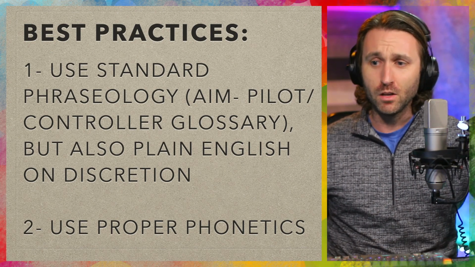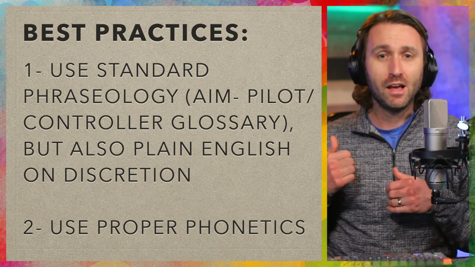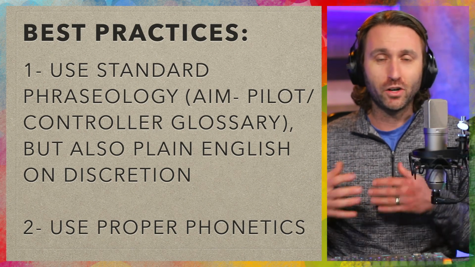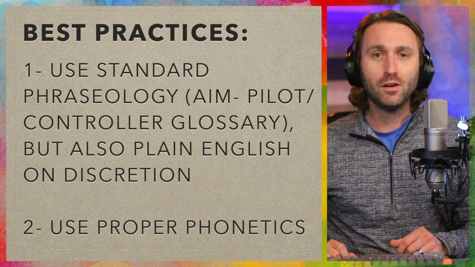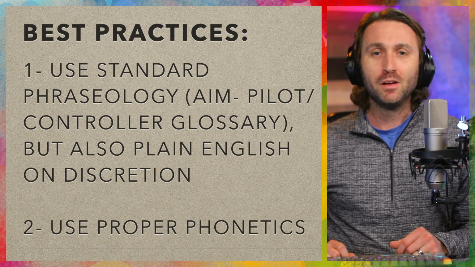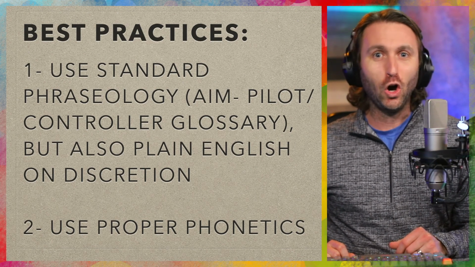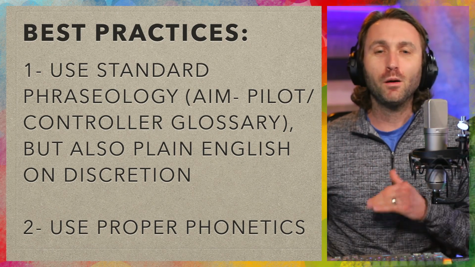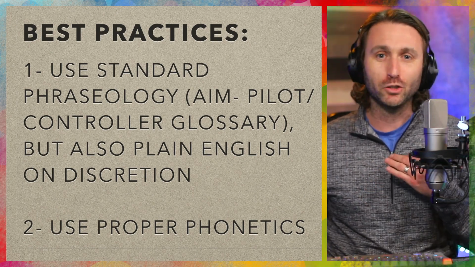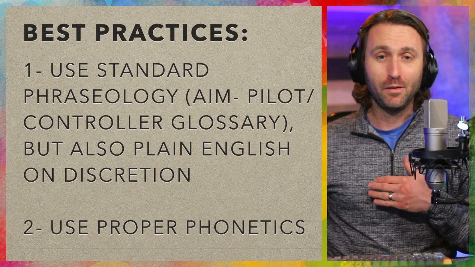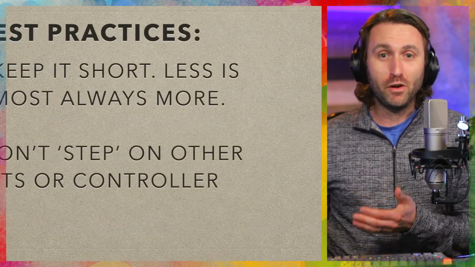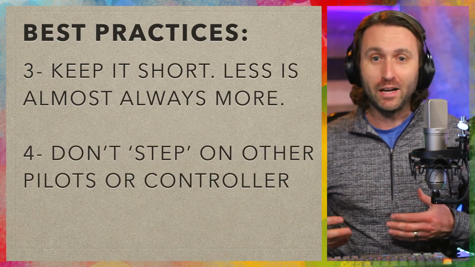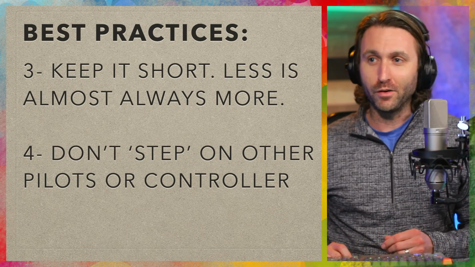Number 2 is to use proper phonetics. Alpha, Bravo, Charlie, Delta, Echo, Foxtrot, right? It can go down the entire alphabet here. But don't use Adam, Billy, Chuck, Dog. You want to come across with all the right phonetics. Don't make a controller guess, and also be able to interpret what they're saying when they give you Quebec, Romeo, Sierra, Tango, on and on.